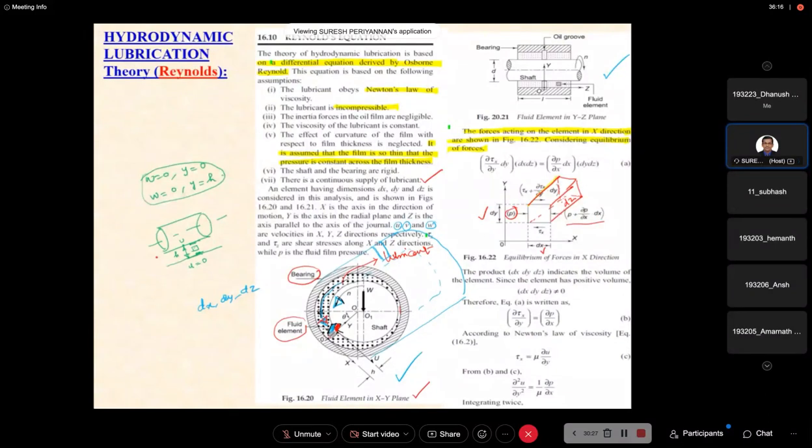Similarly, on the bottom side, tau x, and on the top, tau x plus dou tau x by dou y into dy, because it is in the y direction. Now from this equilibrium of force condition, we would like to define the equilibrium forces. From this concept, we would like to find out the equilibrium forces.